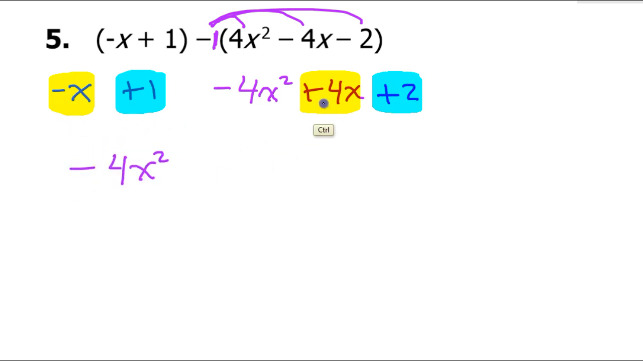And so negative x and 4x, think of this as negative 1. That's going to make plus 3x. And then 1 and 2, of course, make 3. The order matters because we're supposed to put this in standard form. So I'm going out of my way to make sure that the x squared is first, and then the x term, and then the constant is always last.